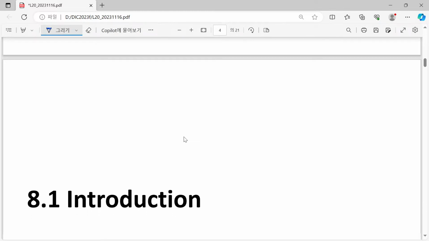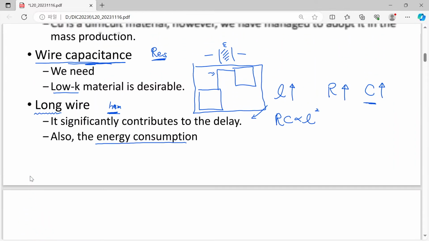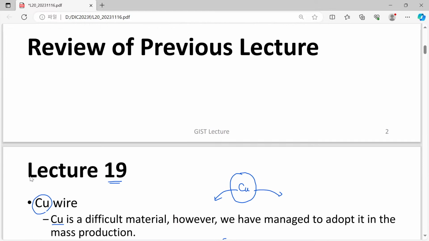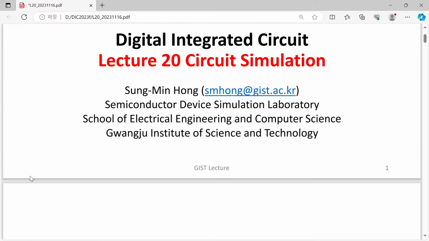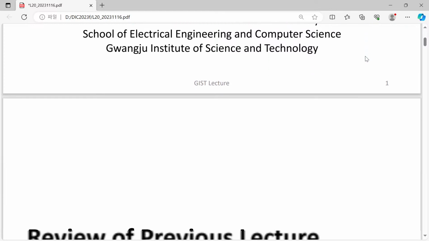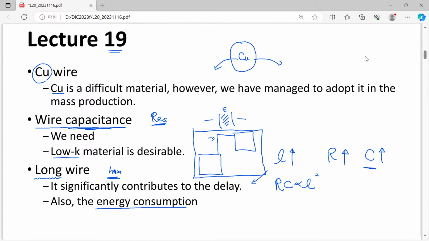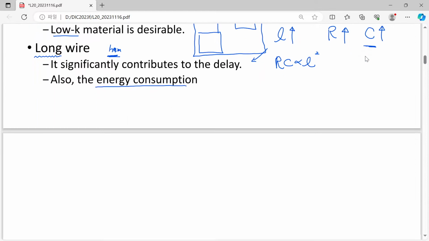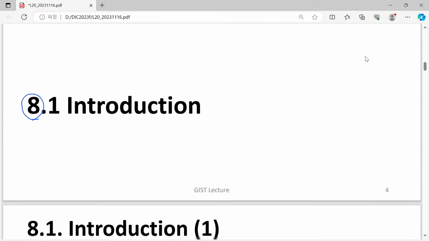Now we will move to chapter 8, devoted to circuit simulation. I assume that we will have two more lectures, including today's one, for this chapter 8. Today we will talk about the general property of circuit simulation. In the next lecture, lecture 21, we will talk about the specific MOS model, BSIM or related concepts.